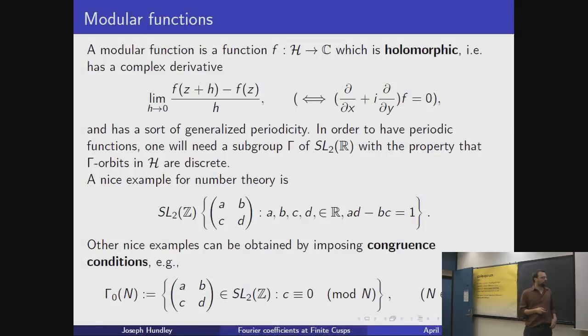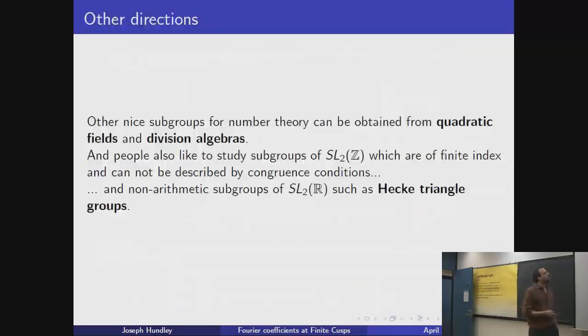Other nice examples are obtained by imposing congruence conditions. So we have, for example, gamma naught n, a set of matrices where the lower left entry is divisible by n, or is congruent to 0 mod n. There are more exotic congruence subgroups as well. And of course, there are other directions as well.